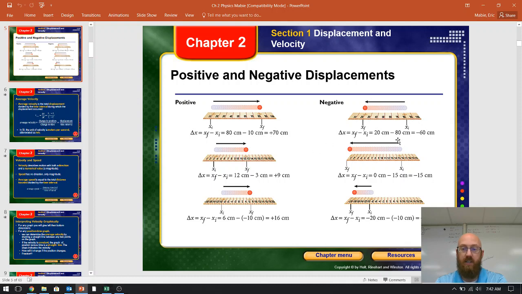The negative version of that, it went from 80 to 20. 20 is your final, 20 minus 80, it went negative 60. The negative indicates it went to the left in this case. And you can see more examples.